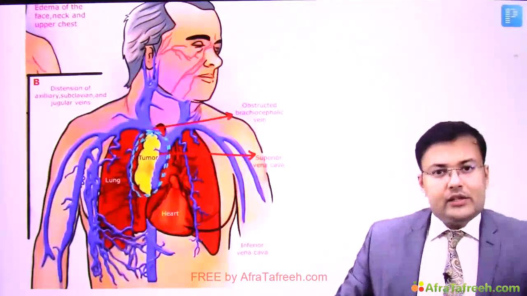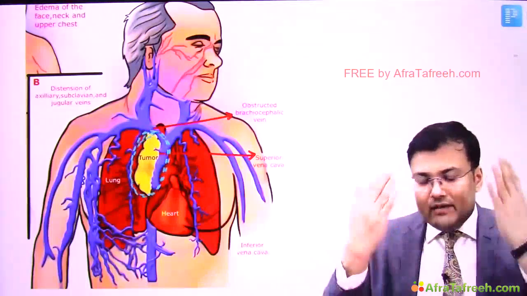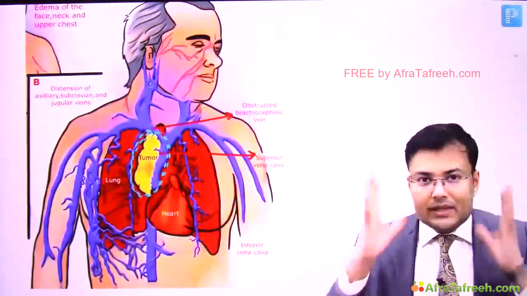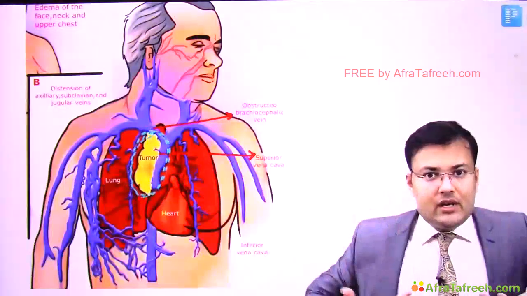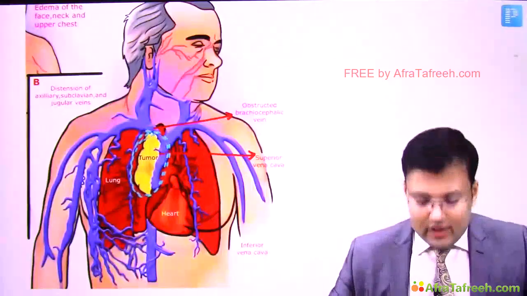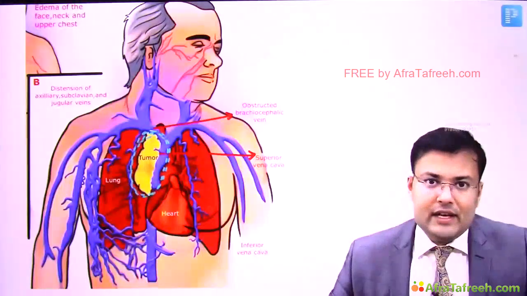Now see, this tumor starts compressing the superior vena cava, and because of that there is severe reduction in venous return. And if there is severe reduction in venous return, these patients will be having swelling. In which region? Head and neck. In which region? Upper chest. And in which region? In the upper extremities, right? So here you can see the tumor is obstructing superior vena cava and brachiocephalic vein.